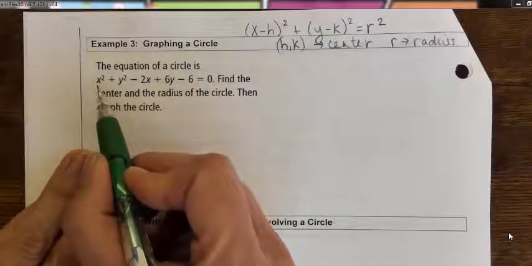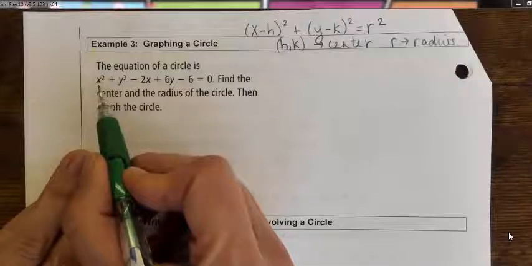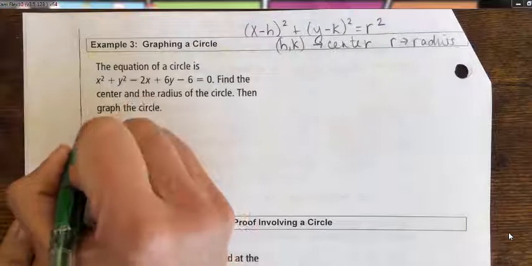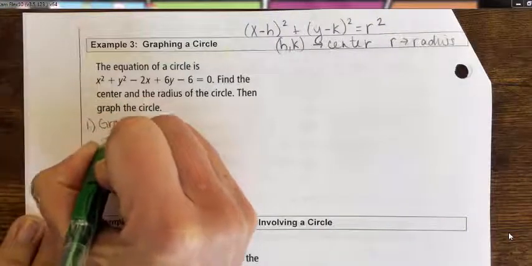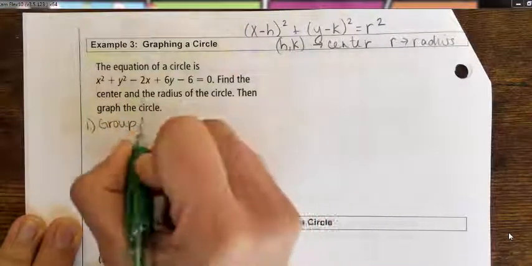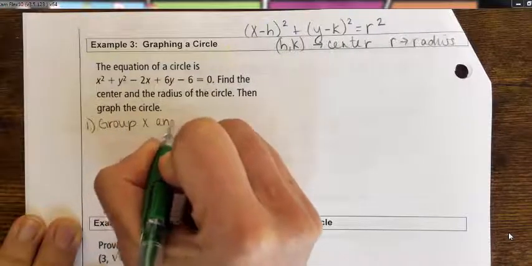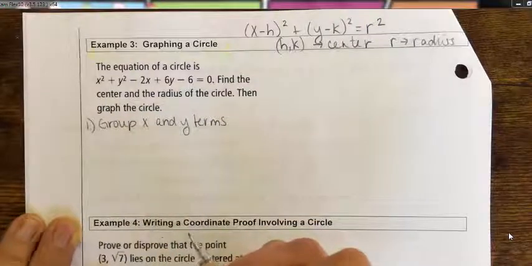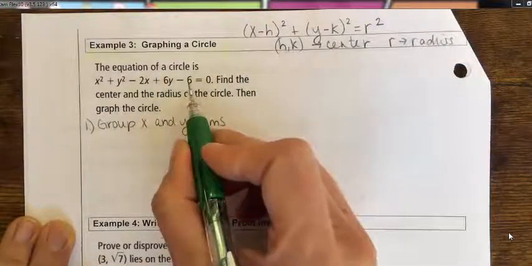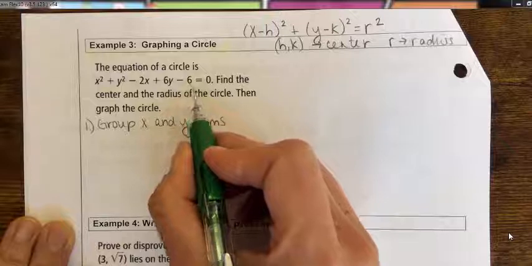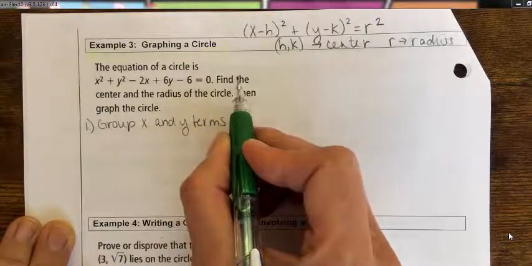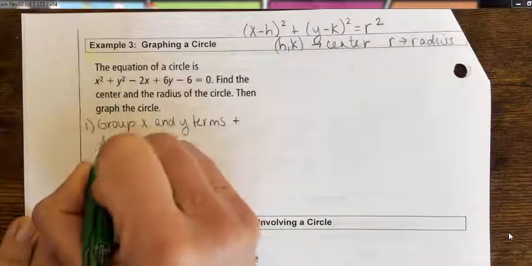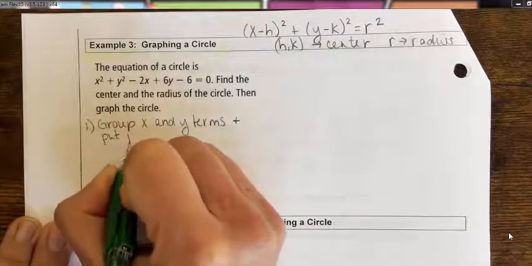And before we can complete the square, it's important that we group the x and the y terms. Okay, so I'm going to walk you through some steps here. Step 1, we're going to group x and y terms. And at the same time, remember, completing the square means that you got to get the constant over to one side all by itself. So we're going to group x and y terms and put the constant on the other side.